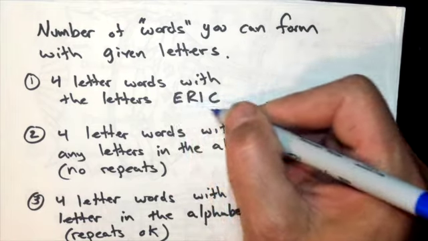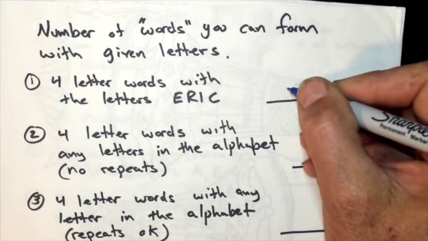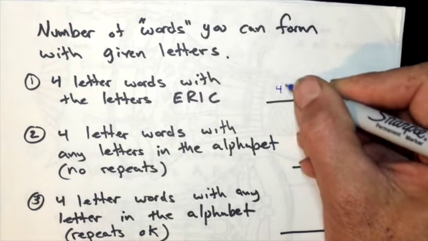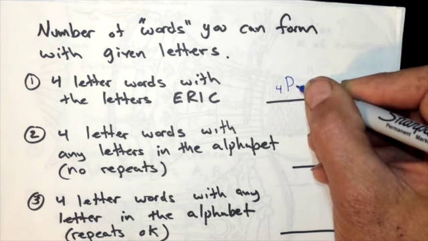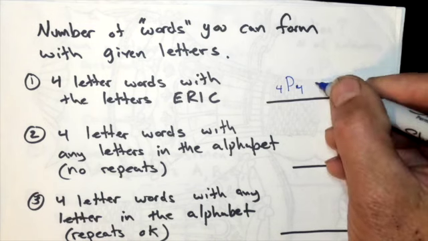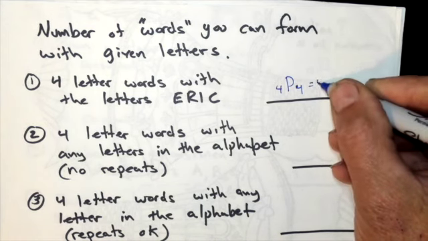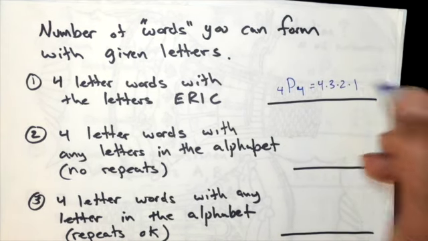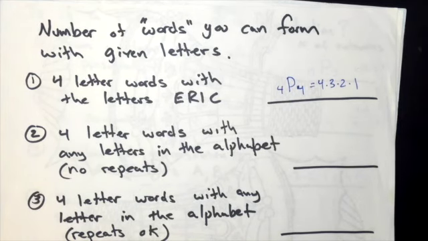Since I do care about order, I'm going to take all four and permute all four of them. So that would equal 4 times 3 times 2 times 1. Okay, we've done that before with the A, B, C, D.